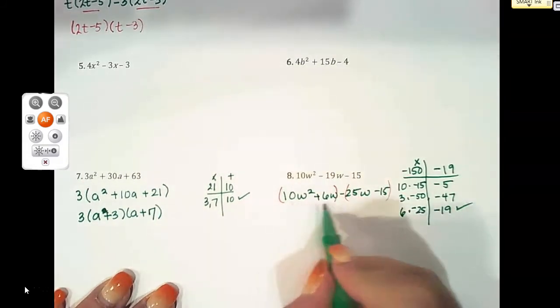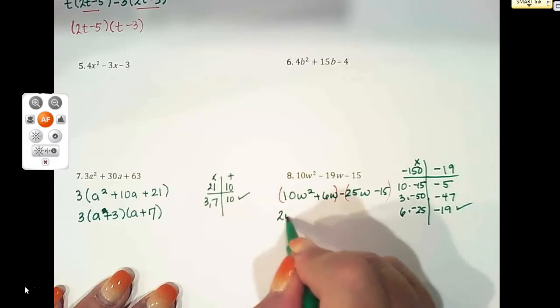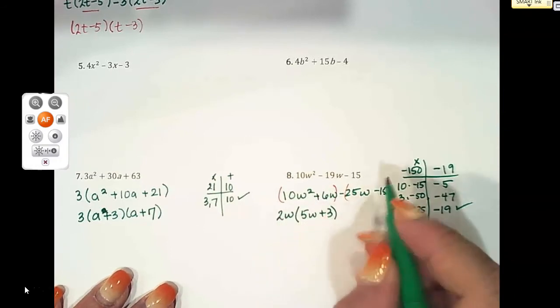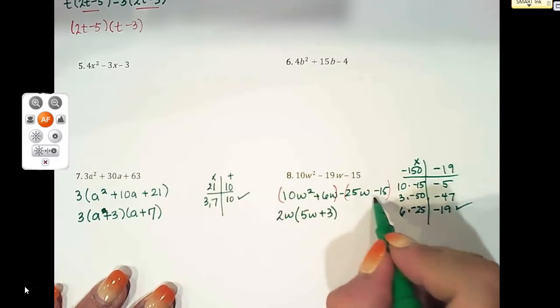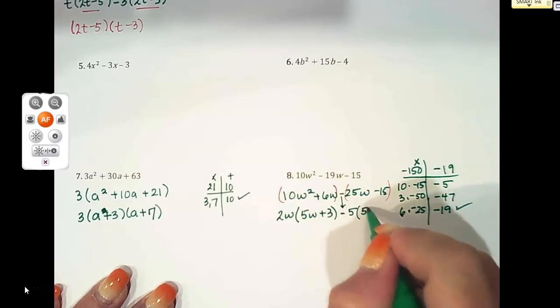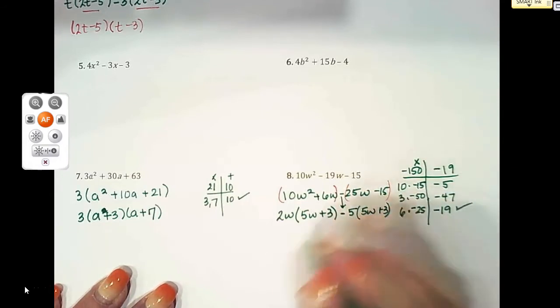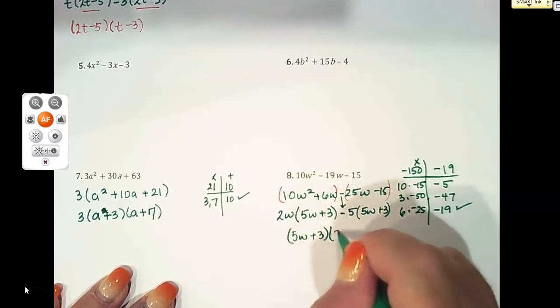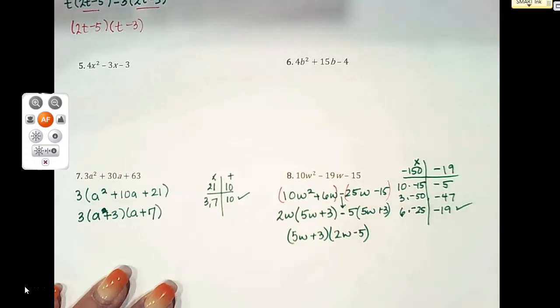Between 10w and 6w, that's a 2w, leaving us with 5w plus 3. And then out of 25w and 15, a 5 goes in, and I bring down the minus sign. And so that gives me 5w plus 3. So there I've got a match inside my parentheses. And we're done.